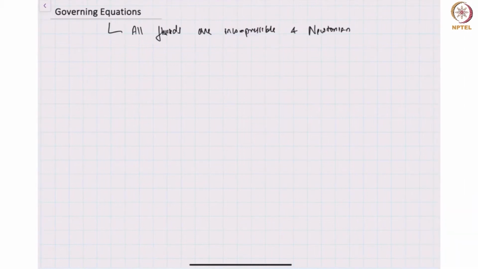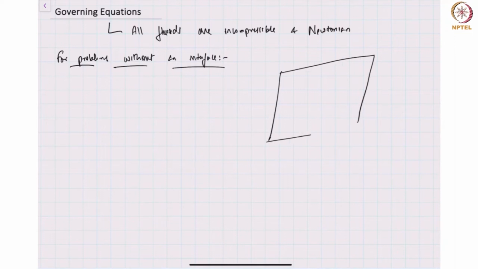So let's write down the mass and momentum balance for a fluid. These are problems without an interface. So typically you could have a problem in a container like this, and this could be two-dimensional or three-dimensional, and we write down the mass and momentum balance.